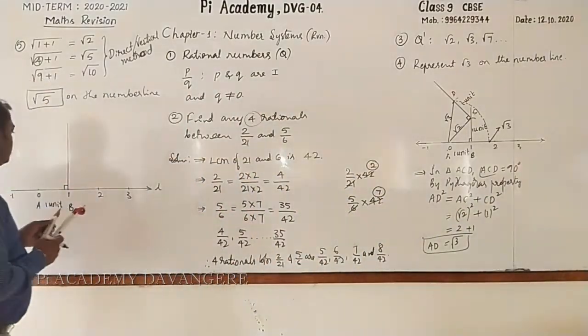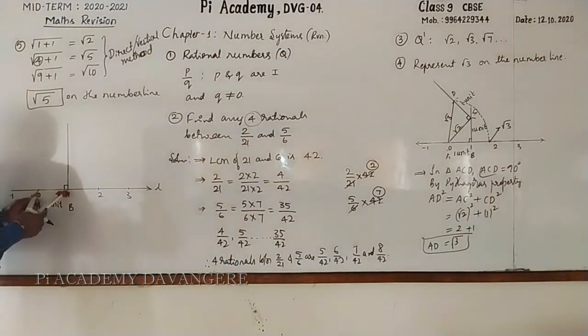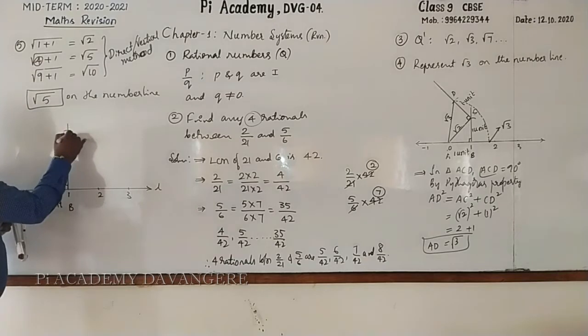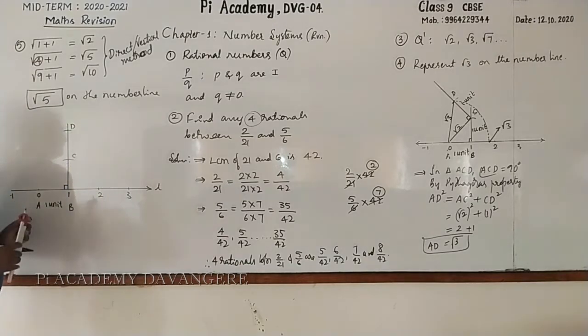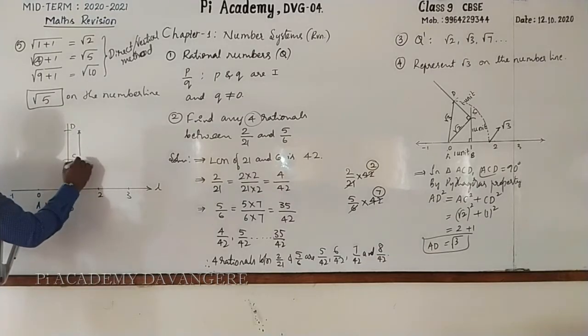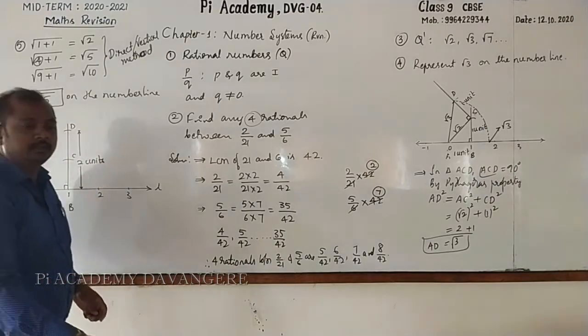Hence, now take compasses. Take a distance of AB. This is 1 unit. Next, with B as center, draw an arc. Call this point as C. Then with C as center, draw an arc of same radius. It is D. What is the distance from B to D? This is 2 units. Followed?